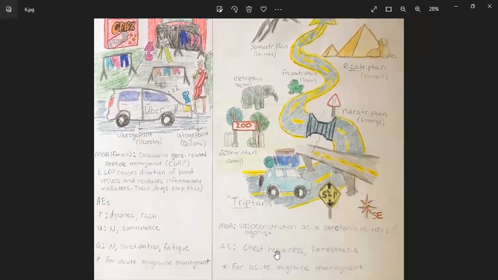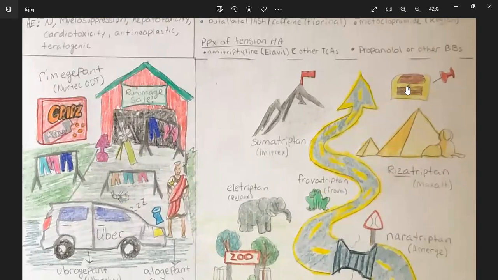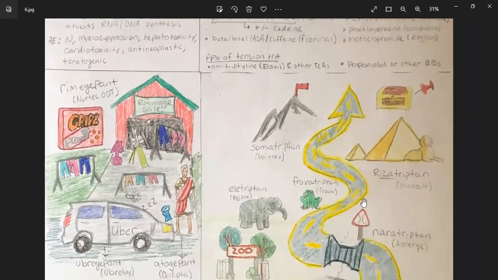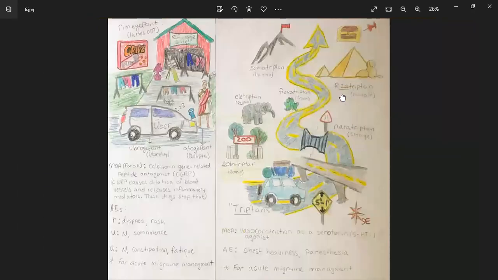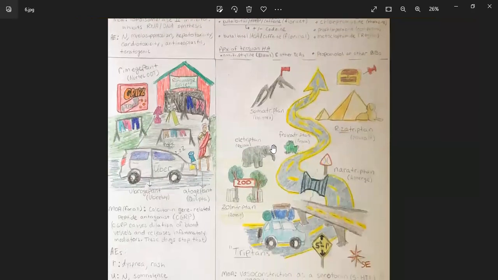And then the adverse effects are chest heaviness. So this is a treasure chest. It's heavy. So chest heaviness. And then a little thumbtack here for paresthesia. And again, this is for acute migraine management.